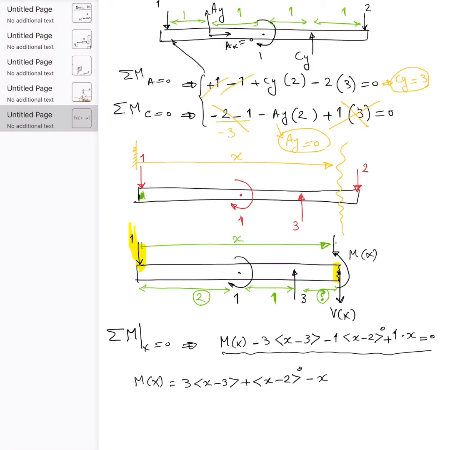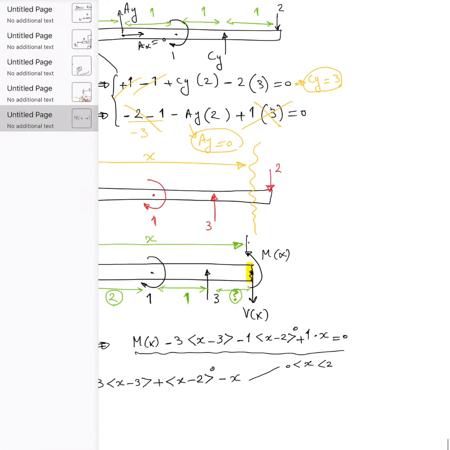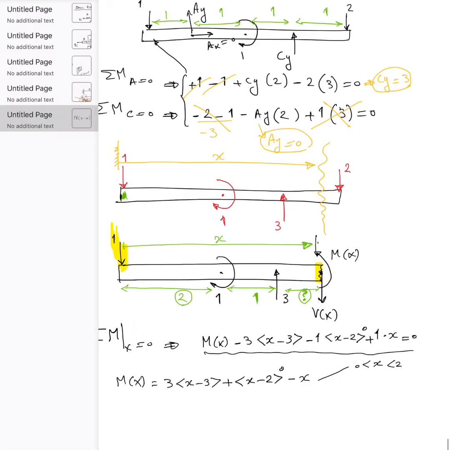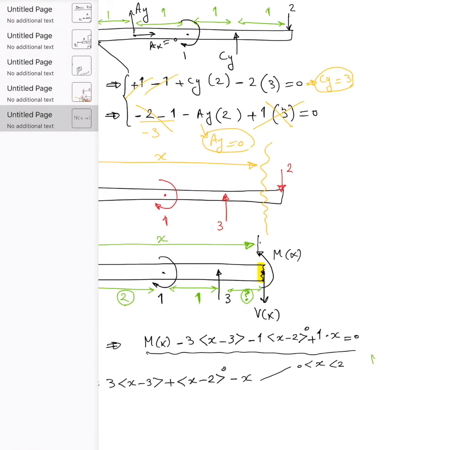You take 3 intervals, so the way you do that, you say x between 0 and 2, and in that case your function is simply, let's use a different color, you don't have the first term, you don't have the second term, and your moment relation is simply the last term, negative x.